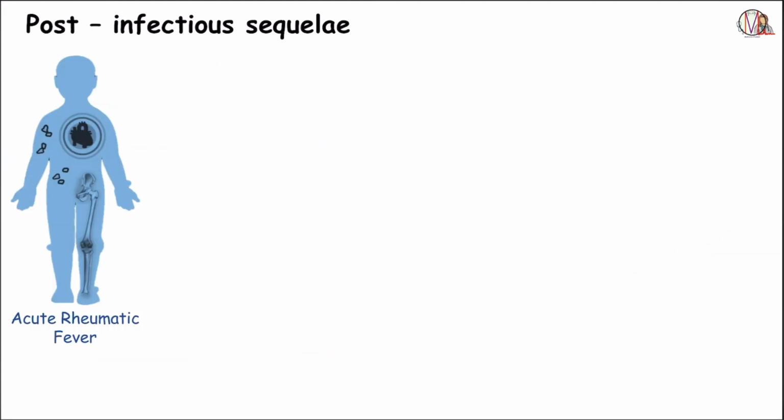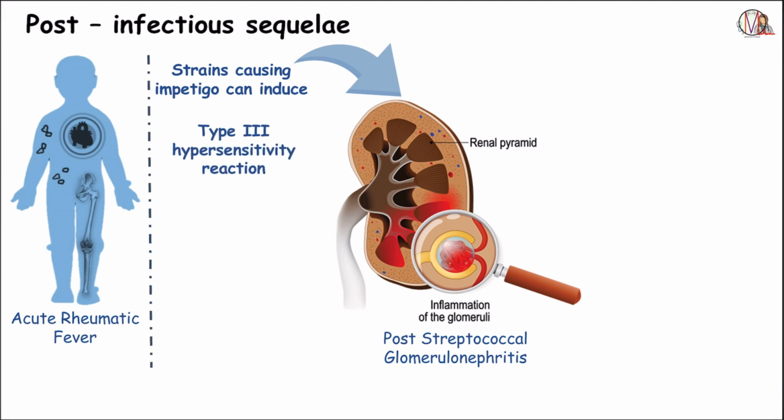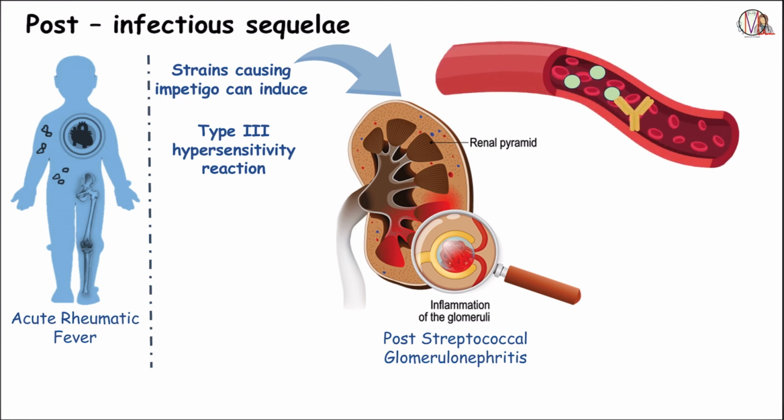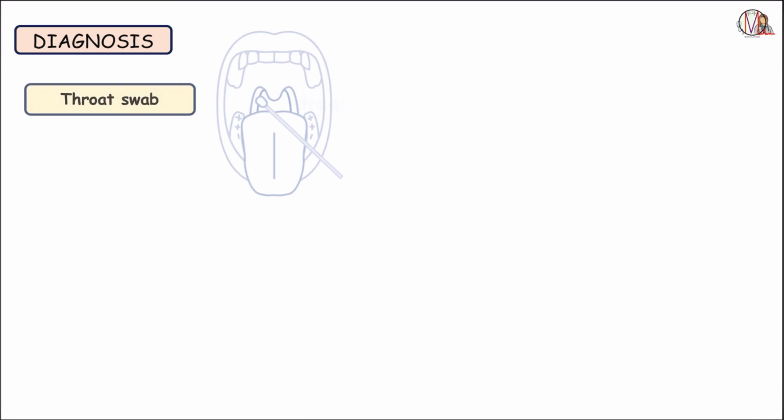Another condition, post-streptococcal glomerulonephritis, may occur following impetigo. It is a type 3 hypersensitivity reaction in which residual antigens from Streptococcus pyogenes in the bloodstream bind to antibodies, forming antigen antibody complexes. These complexes are then deposited in the basement membrane of glomeruli, leading to activation of the complement system and recruitment of neutrophils in the glomeruli, resulting in kidney damage. For diagnosis, a throat swab and blood agar tests are conducted.